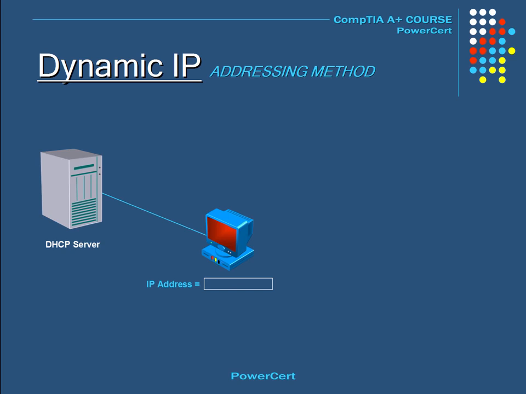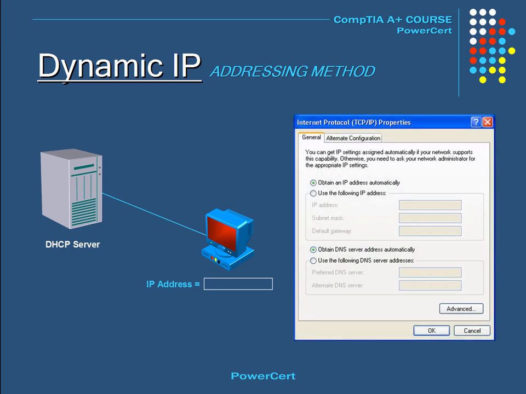And in addition to an IP address, it can also assign a subnet mask, default gateway, and a DNS server. Here we have the TCP/IP properties window open for the network interface card on a Windows machine. And as you can see, this computer is set to obtain an IP address automatically. So when you choose this option and press OK, the computer will send out a request for an IP address. Then the DHCP server will assign an IP address from its pool and deliver it to the computer. Dynamic IP addressing is the best choice because it makes managing a network a lot easier.